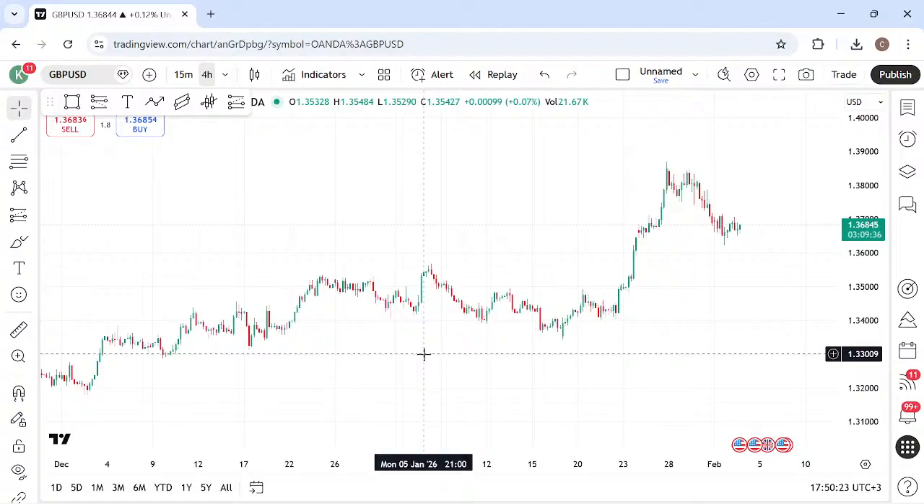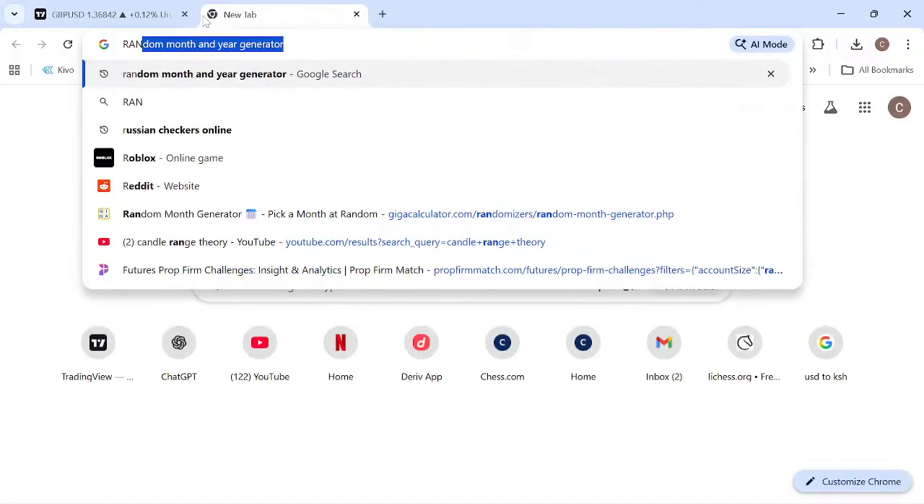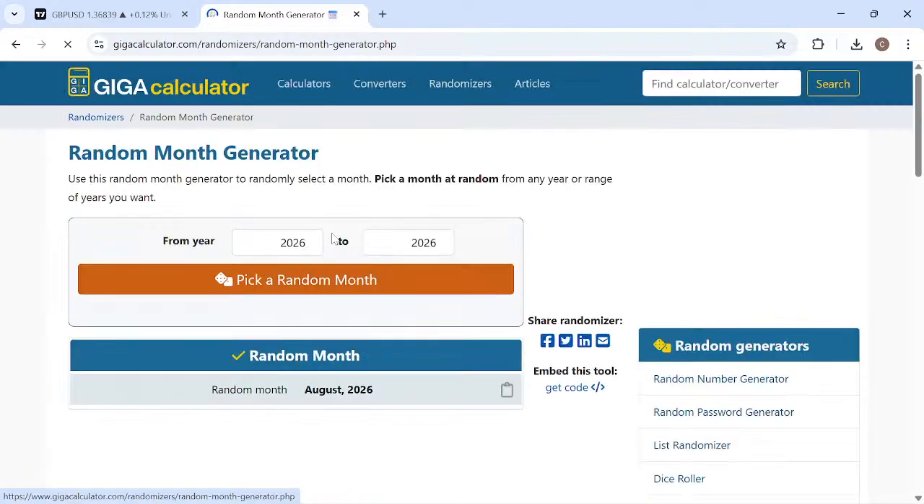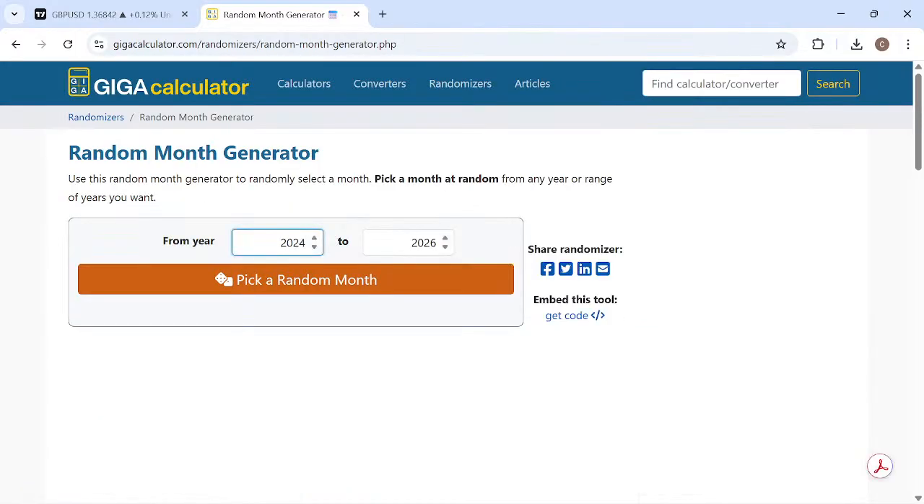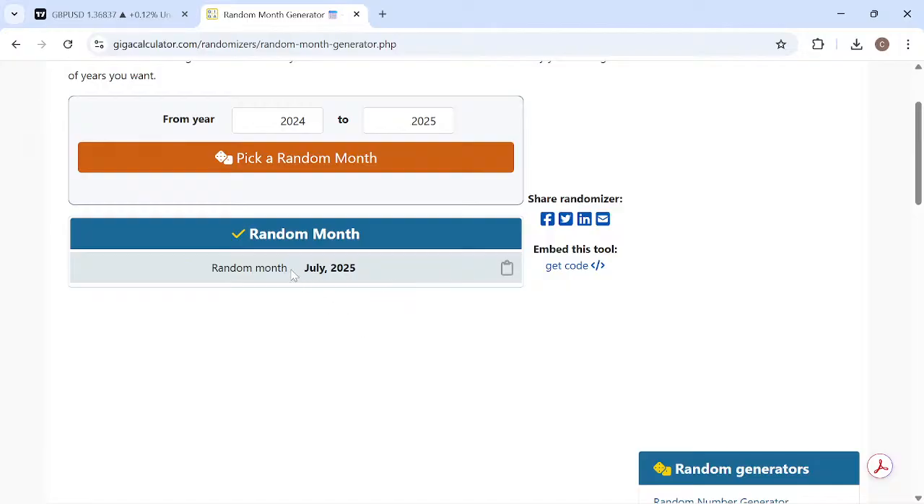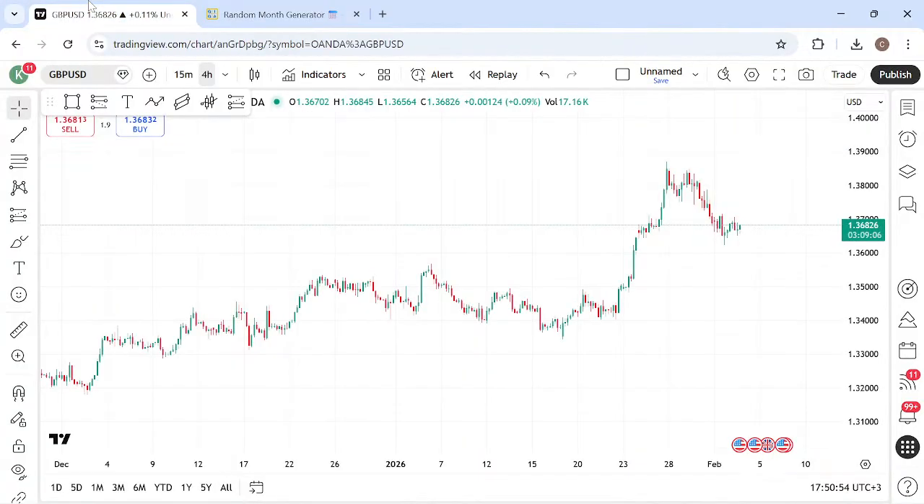So as I mentioned, today we are going to do the GBPUSD pair. We are going to do a random month backtest session, and for that we are going to use the random month and day generator. This is a tool I frequently use. Let's backtest from 2024 to 2025, and let's pick a random month. So we've chosen to backtest in July 2025.